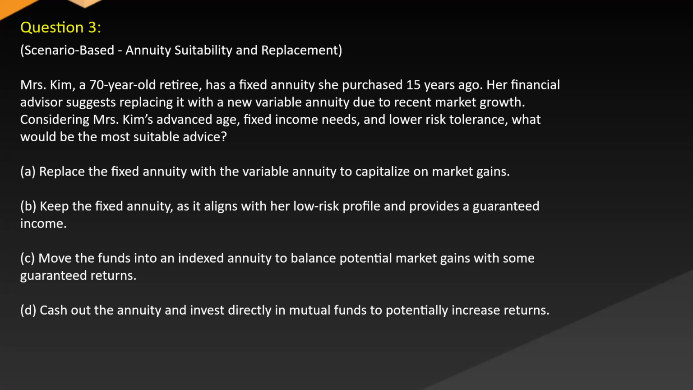A. Replace the fixed annuity with the variable annuity to capitalize on market gains. B. Keep the fixed annuity as it aligns with her low risk profile and provides a guaranteed income. C. Move the funds into an indexed annuity to balance potential market gains with some guaranteed returns. D. Cash out the annuity and invest directly in mutual funds to potentially increase returns.